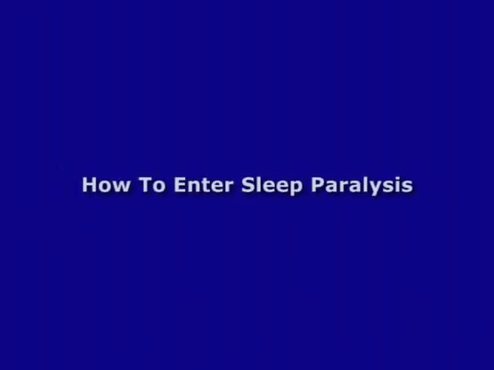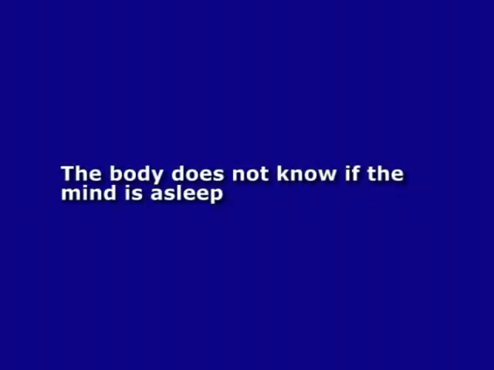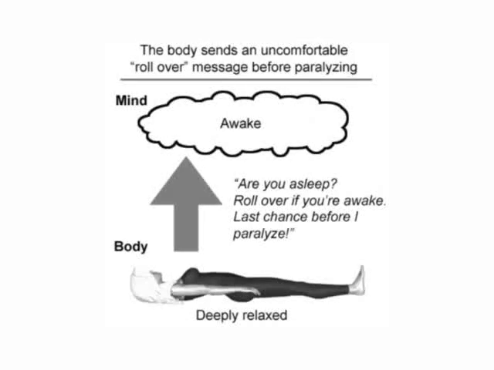How to enter sleep paralysis. The basic strategy is to trick the body into thinking it's already asleep. If you lay still long enough, the body does not know if the mind has fallen asleep. So in order to tell when it's safe to enter paralysis, the body sends a test signal to the mind, asking it if it's asleep. This test signal feels like an urge to roll over.